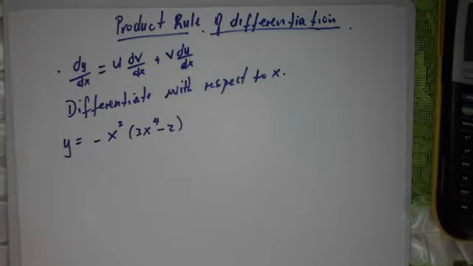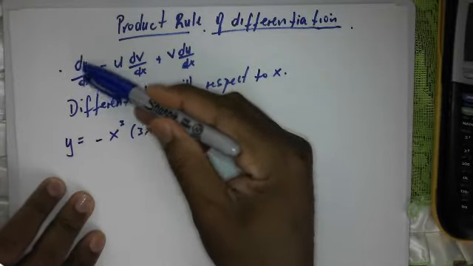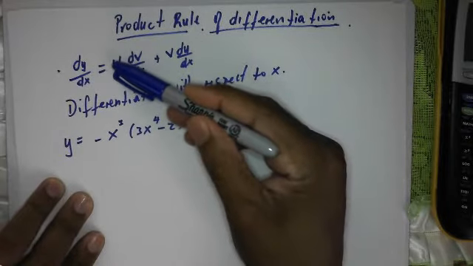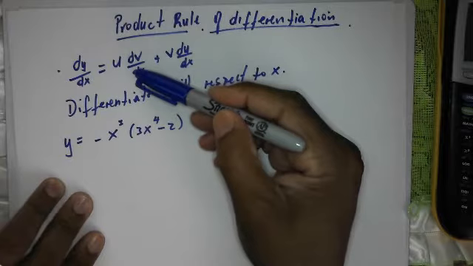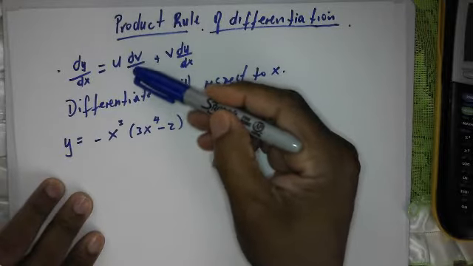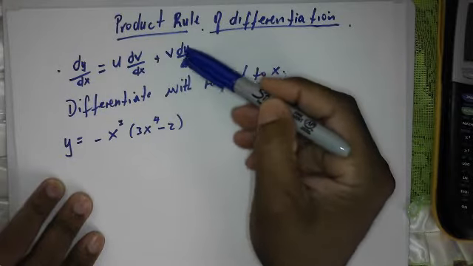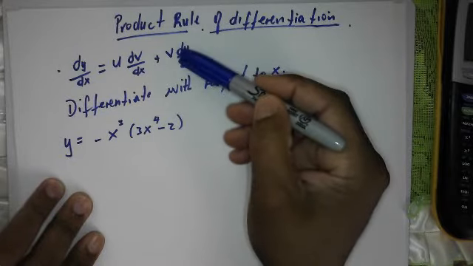This video is about the product rule of differentiation. Alright, so the product rule of differentiation is taken as dy by dx, which is the differential of a function labeled y, equals u, which is the first function, times dv by dx, which is the differential of the second function, plus v, which is the second function, times du by dx, which is the differential of the first function.